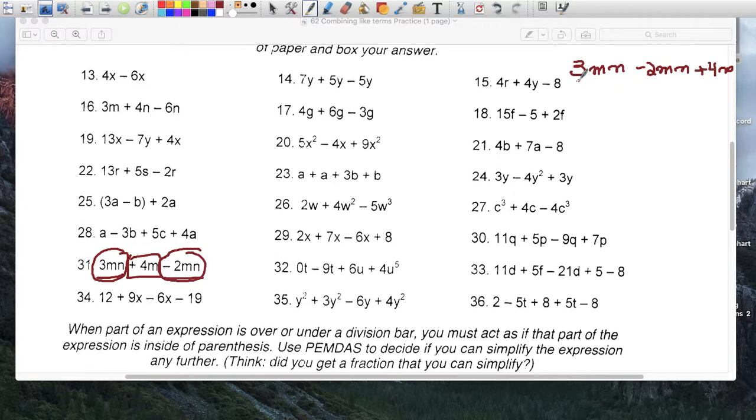So let's combine like terms. These two I can combine. 3 minus 2 is just 1mn plus 4m. Final answer.